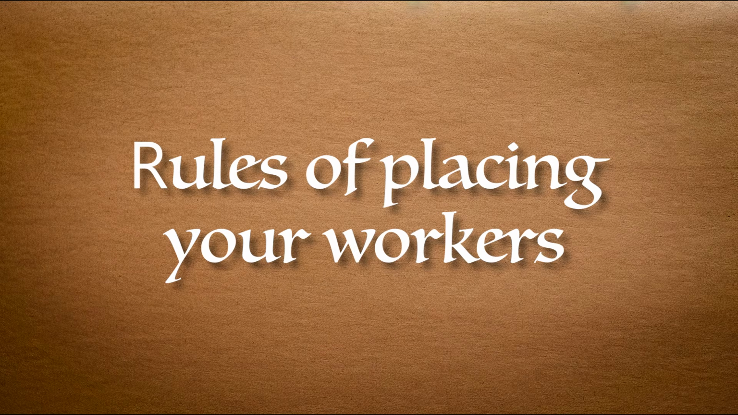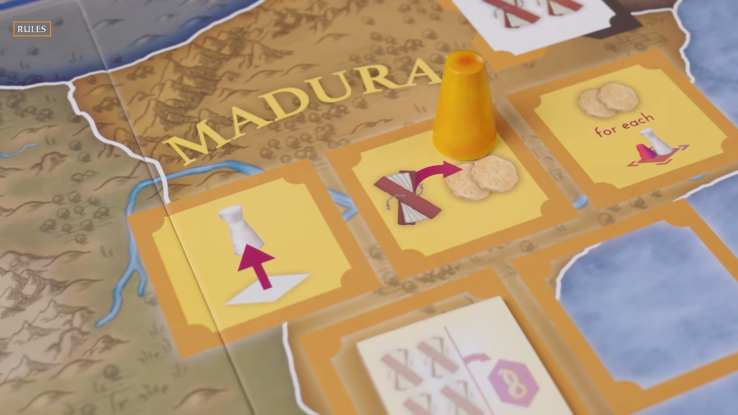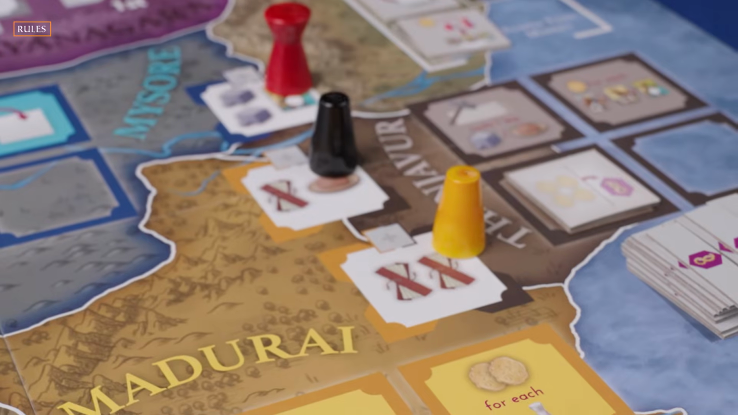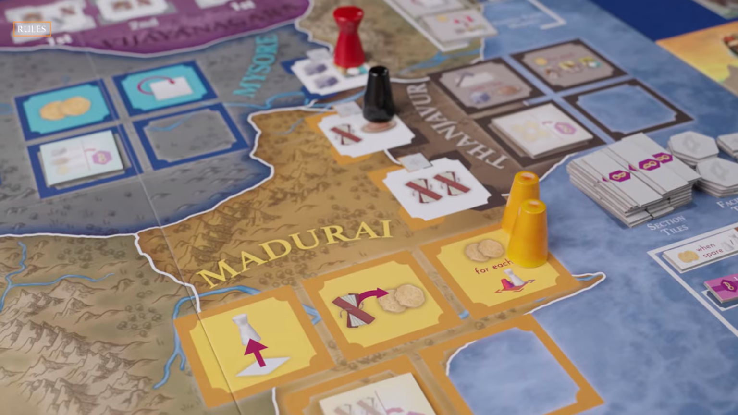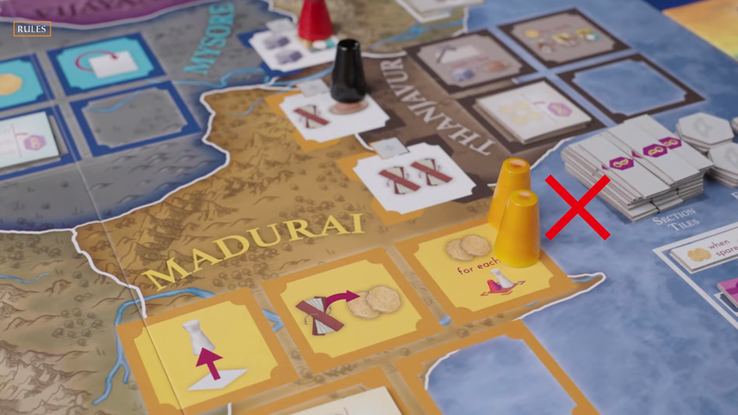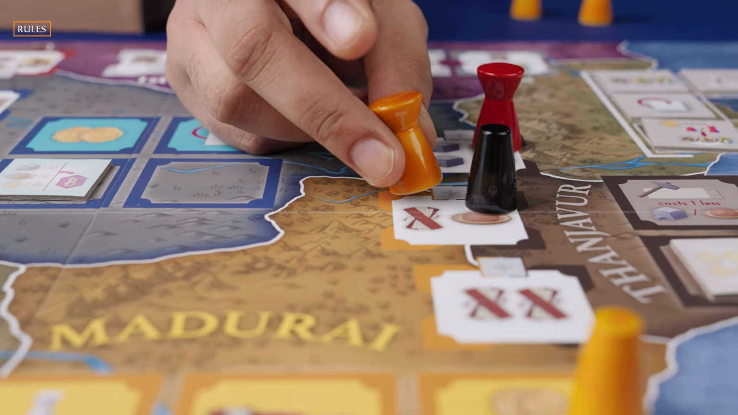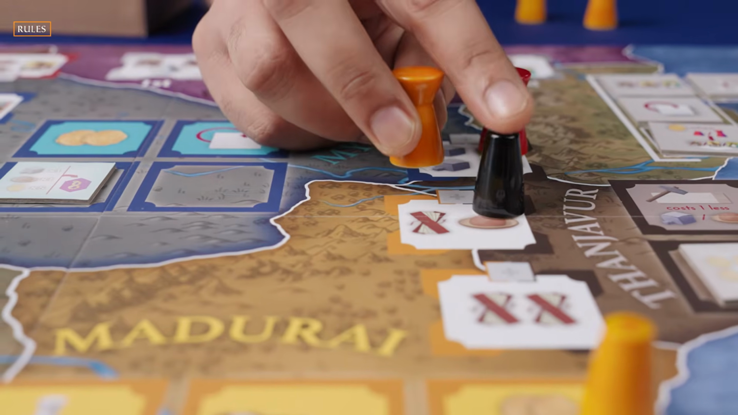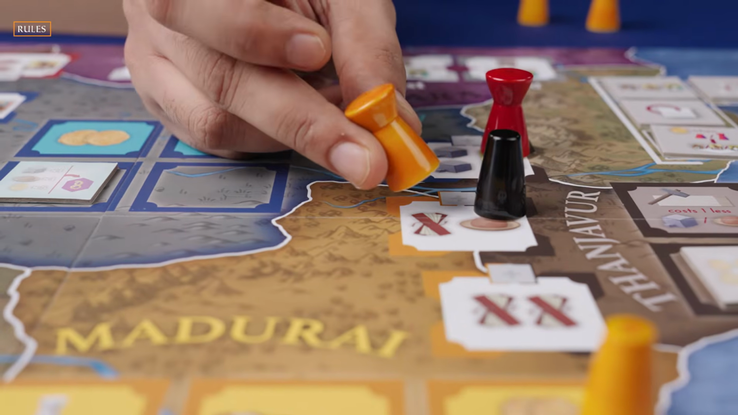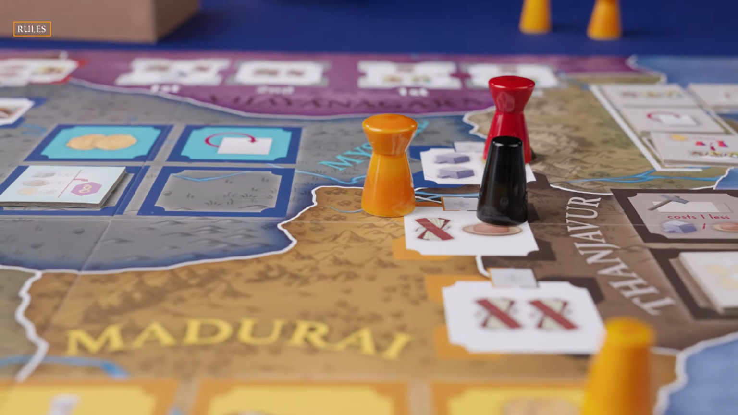Now what are the rules of placing your workers? Your laborers can be placed on your empty homeland spaces or your empty borderland spaces. Keep in mind that 2 laborers of either your color or any player's color cannot be on the same space. Your diplomats rather have a special privilege. They can act as a normal laborer, or they may also occupy a space previously occupied by another player's laborer and activate the action of that space.